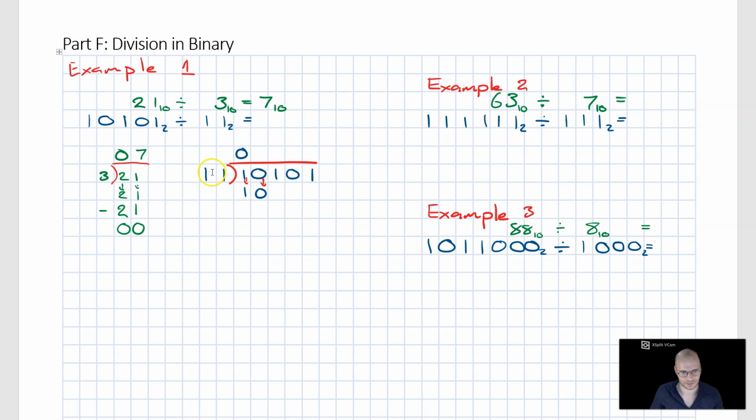Now we're going to do the same process and ask ourselves, does 11 fit into 10? And the answer is no again, because 10 is less than 11. So we put a 0, and we're going to drag the numbers down. Now, here's where it gets interesting. 101 and 11. Does 11 fit into 101? Or, better put, is 11 less than 101? And the answer is yes, it is. So I'm going to put a 1.